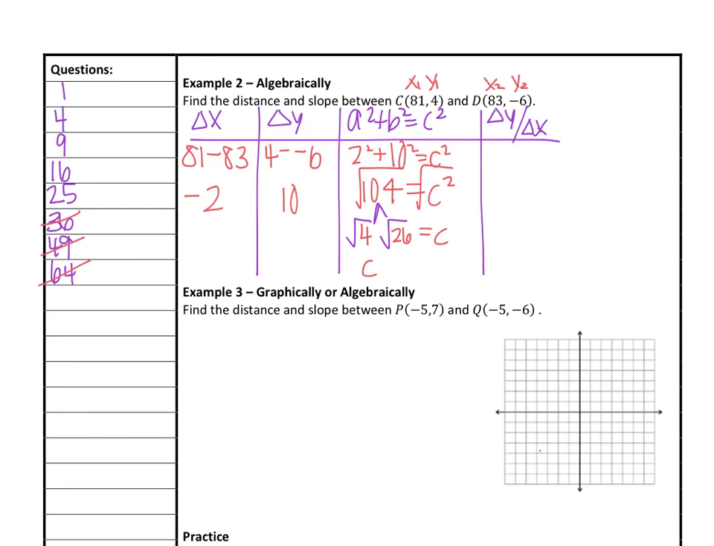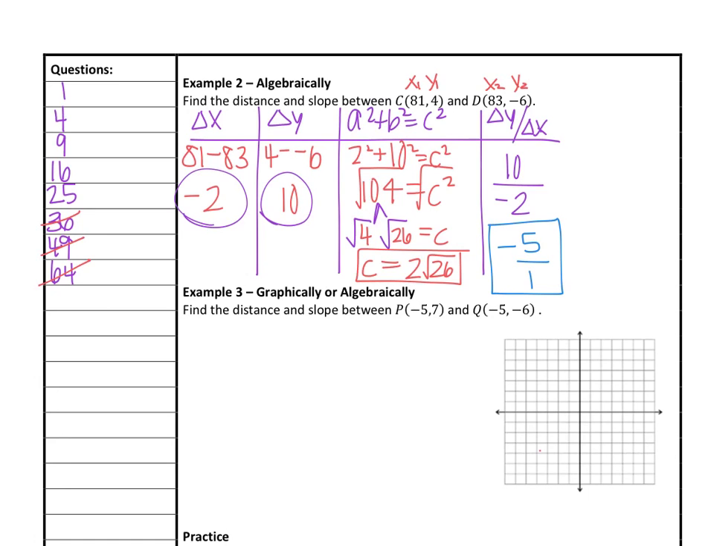So that means that c is equal to, well, the square root of 4 is 2, and we don't know the square root of 26, so we just leave it. Now for my change y over change x, I go back to my original values of 10 and negative 2. So I have 10 on top, negative 2 on the bottom, and then we reduce it. You can type it right into the calculator. Remember, your calc is really good at reducing fractions. We should end up with negative 5 over 1, or just negative 5.